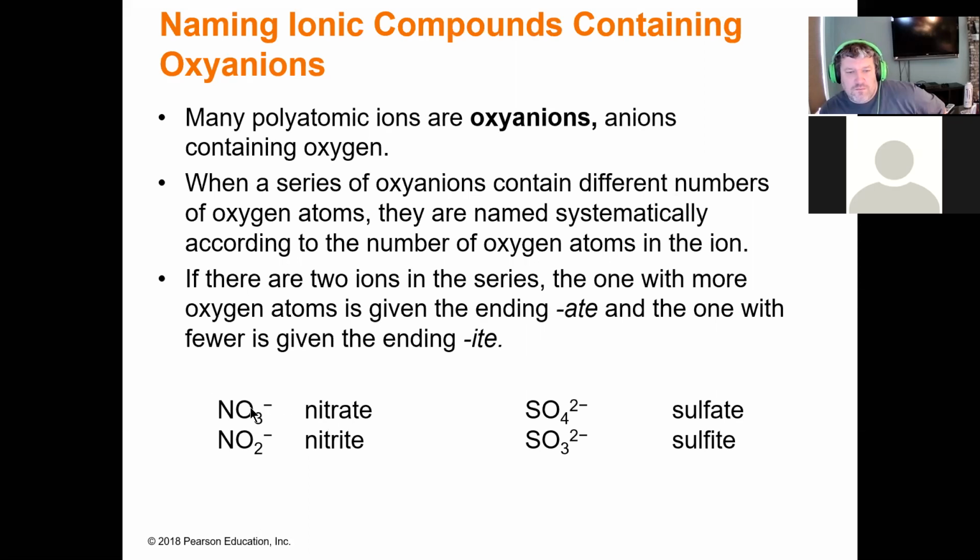So nitrate has 3 oxygens. Nitrite, you strip an oxygen and keep the charge the same. It's NO2 minus. Sulfate, ATE, is 4 oxygens with a 2 minus. Sulfite will be 3 oxygens with a 2 minus. Strip an oxygen. So if you know your ates, you can figure out your ites really easily. Just cut the oxygen off.